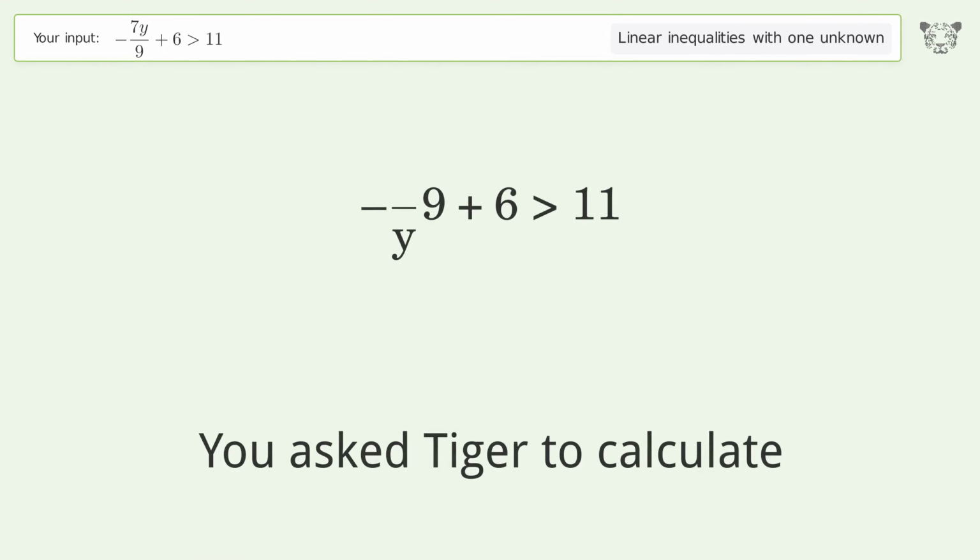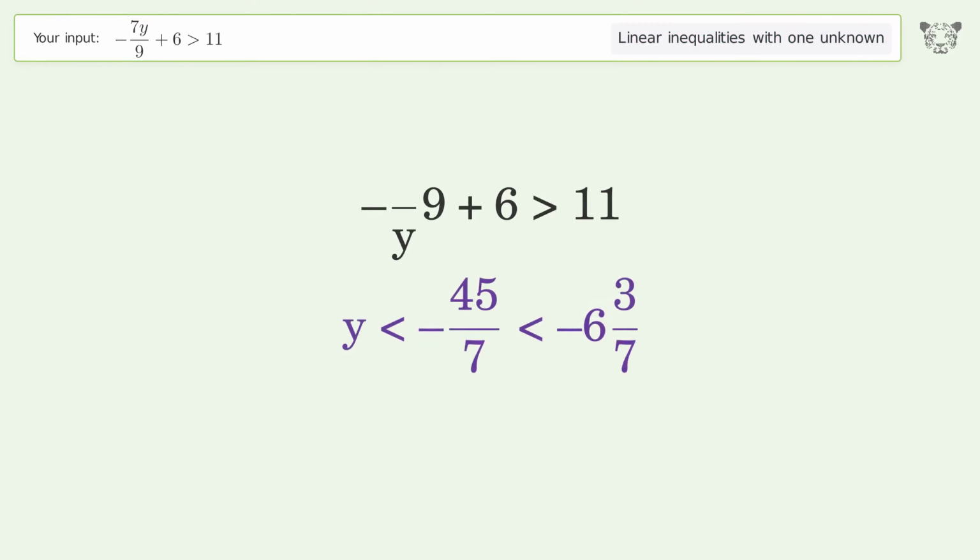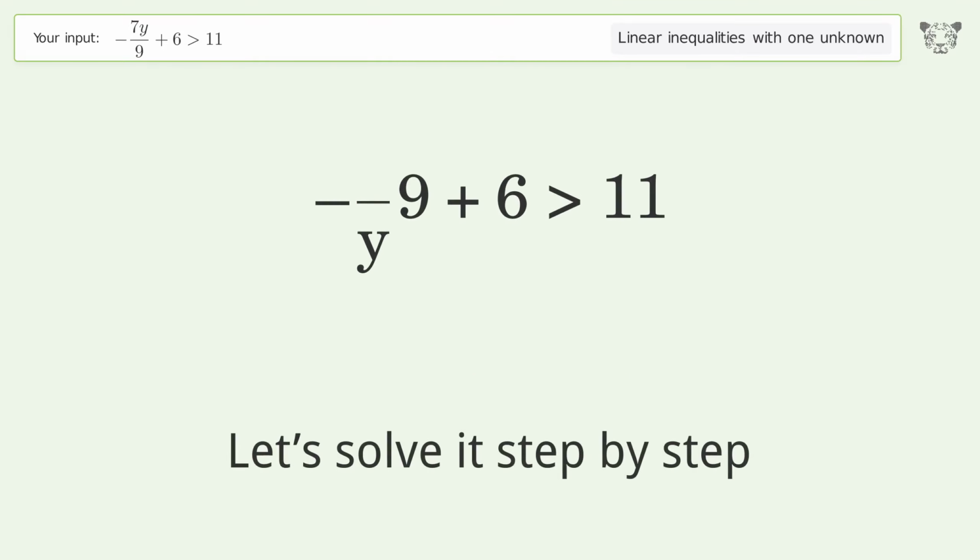You ask Tiger to calculate. This deals with linear inequalities with one unknown. The final result is y smaller than -45/7 smaller than -63/7. Let's solve it step by step.